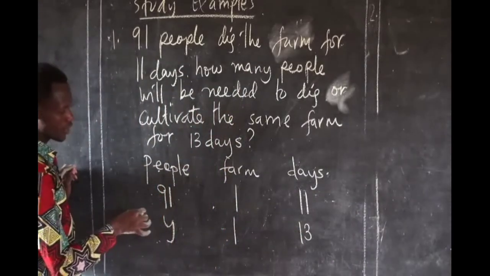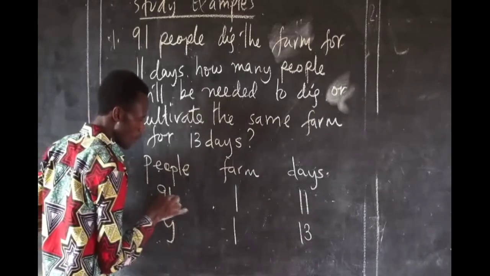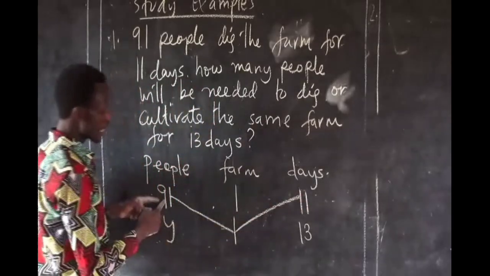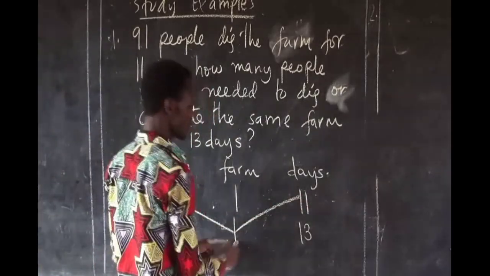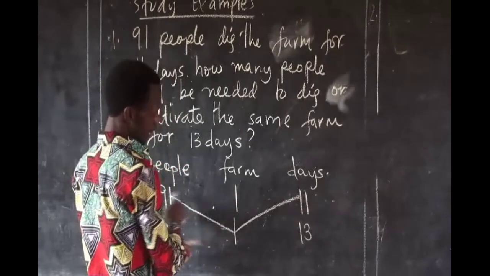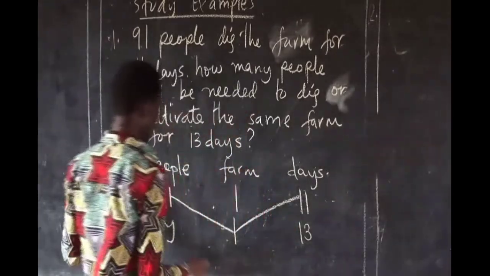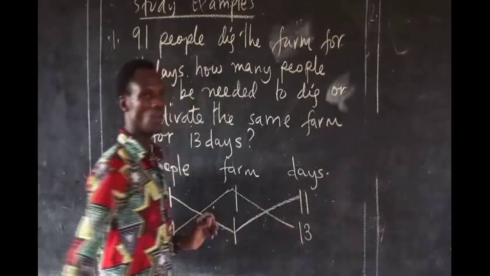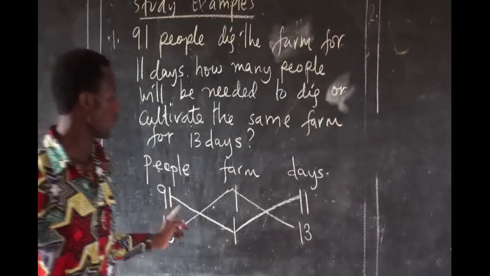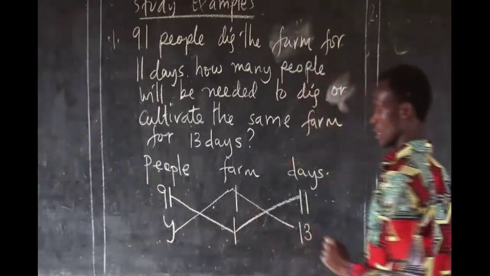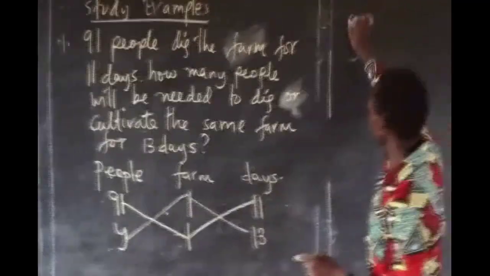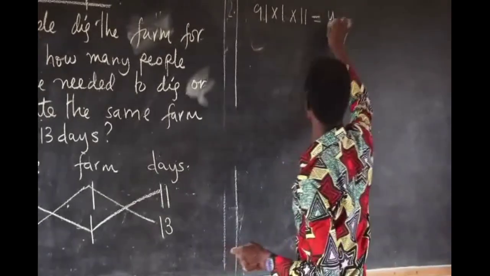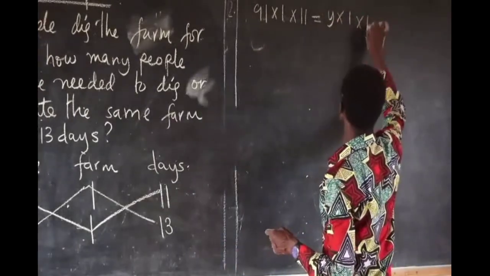Now, according to this question, you take this 91, you multiply by 1. Then, this 1 also multiplied by this number. So, it is 91 times 1 times 11, equal to y times 1 times 13. So this is what we are looking for. We are looking for the number of people that we are required.